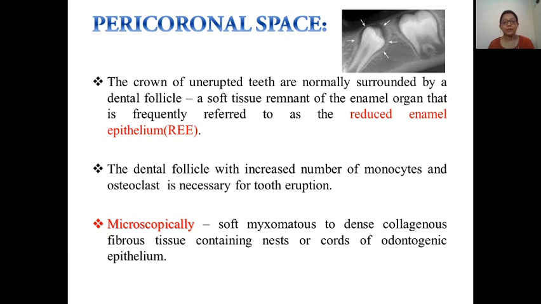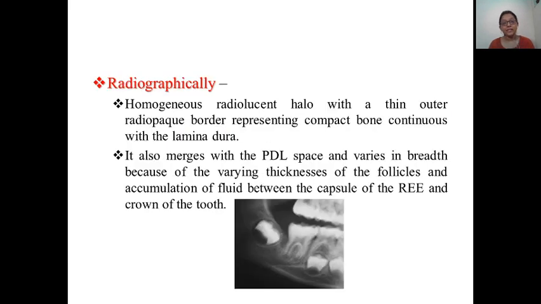Microscopically, we see soft myxomatous to dense collagenous fibrous tissue containing nests or cords of odontogenic epithelium. But radiographically, we see a homogeneous radiolucent halo with a thin outer radiopaque border representing contact bone continuous with the lamina dura. It merges with the pericoronal space and varies in breadth because of varying thickness of the follicles and accumulation of fluid present between the capsule of the reduced enamel epithelium and the crown of the tooth.